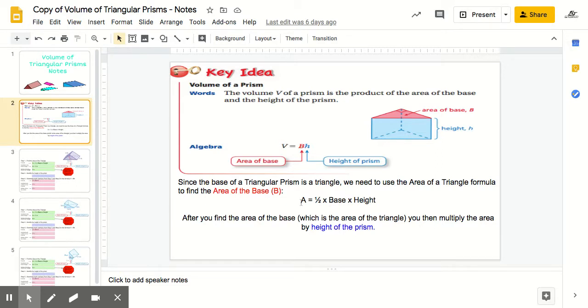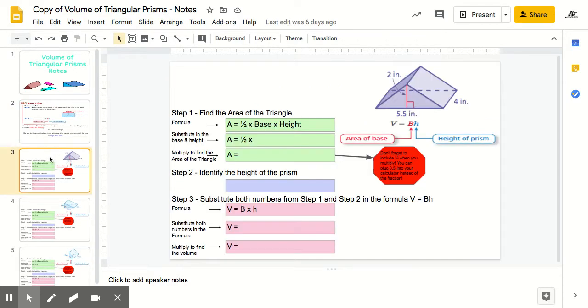So we're going to be using the area of a triangle formula, which is area equals 1/2 times base times height. Then we're going to take our answer here and multiply it by the height of the prism. So let's get started. If we look at this first example, I listed out all the steps for you. We just have to fill in these text boxes.